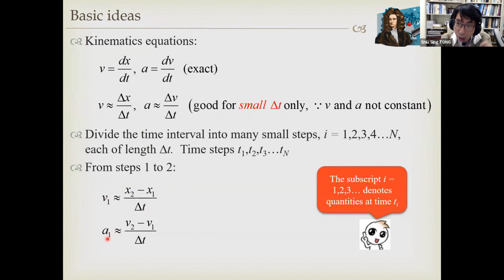And similarly, the acceleration in the first time interval is approximately equal to the final velocity at the end of the time interval, v2, minus the initial velocity v1, divided by delta t. Is that okay? We simply apply these two formulas in the first time interval, that is, when we go from t1 to t2. The velocity at t1 is v1, the position is x1, and at time t2, the position is x2 and the velocity is v2. We are discussing the first time interval.